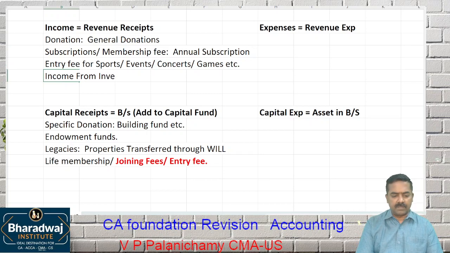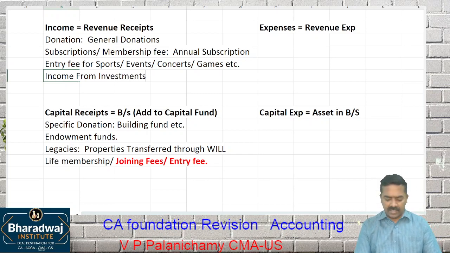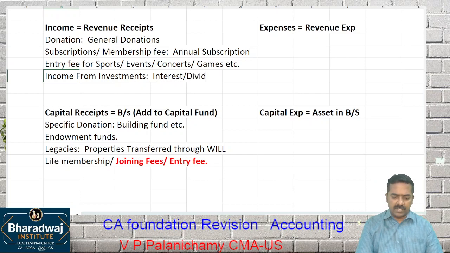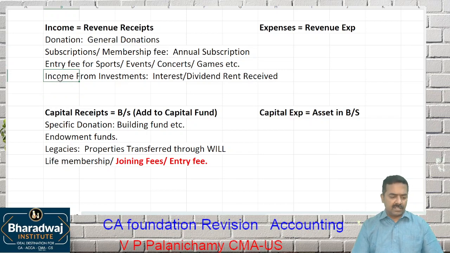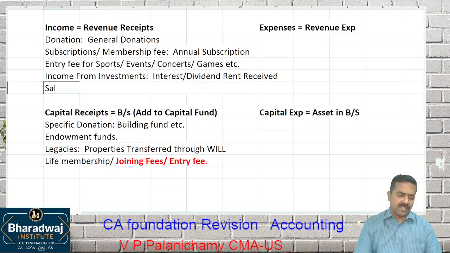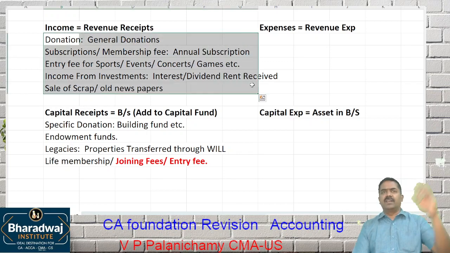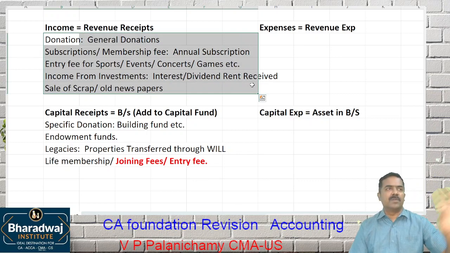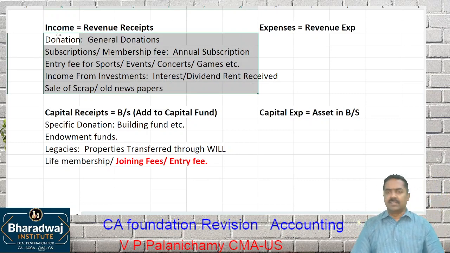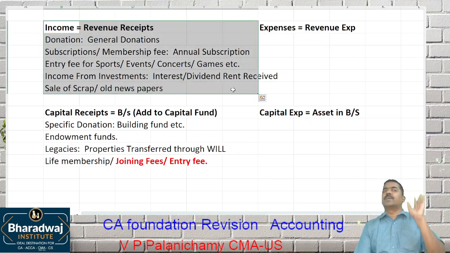What are the other types of revenue receipts for a non-profit organization? Income from investments. Example of income from investment? Interest, dividend, it can be rent received. They are called revenue receipts. Sale of scrap, or old newspapers. All these things are revenue receipts. Every year they'll find used periodicals, notebooks, papers, unusable materials. They will sell it. That's a revenue receipt. Simple. If it is a revenue receipt, take it to the income and expenditure account.